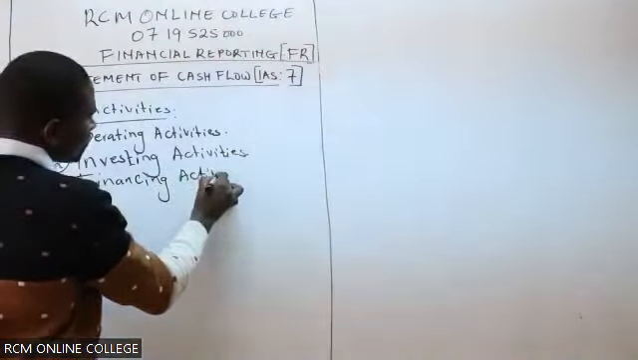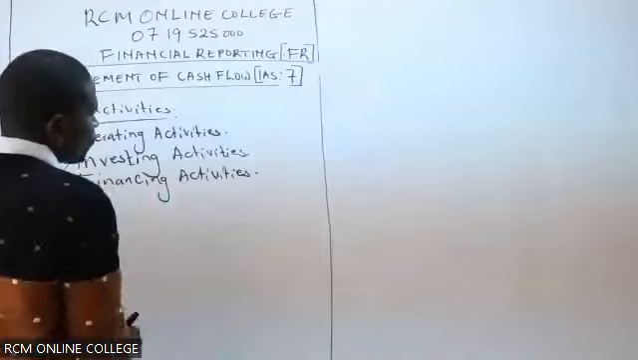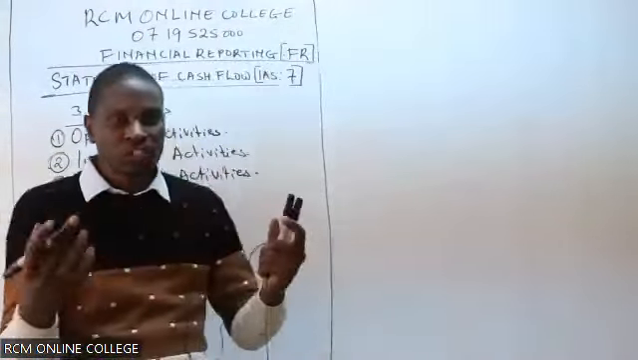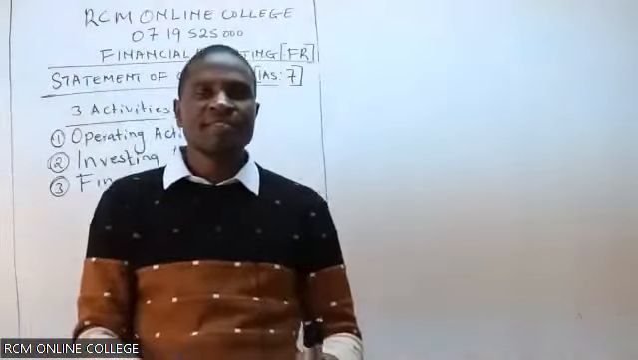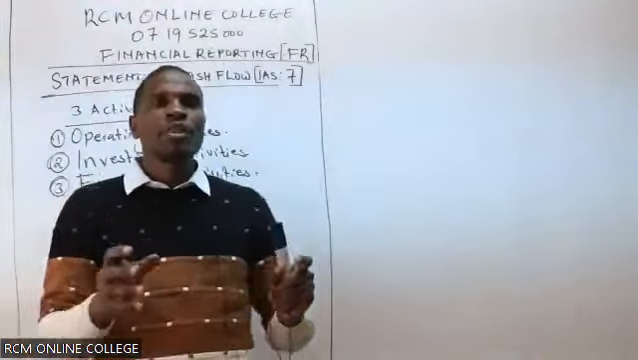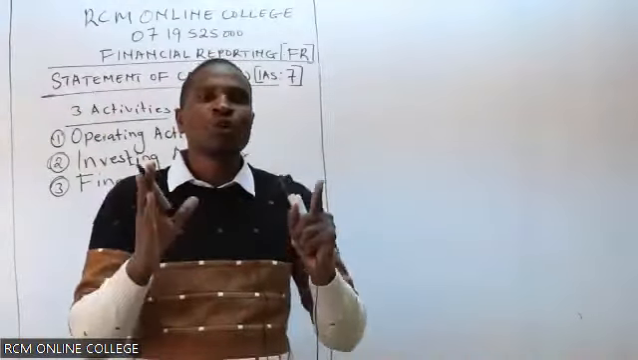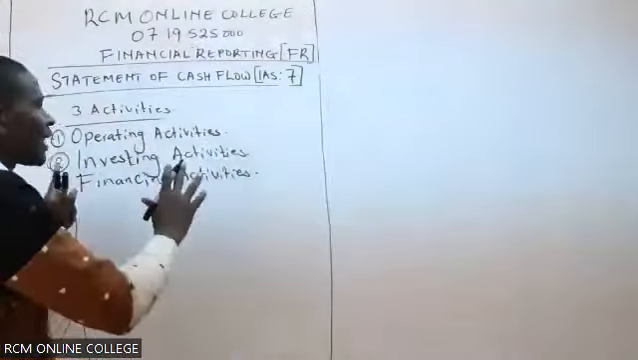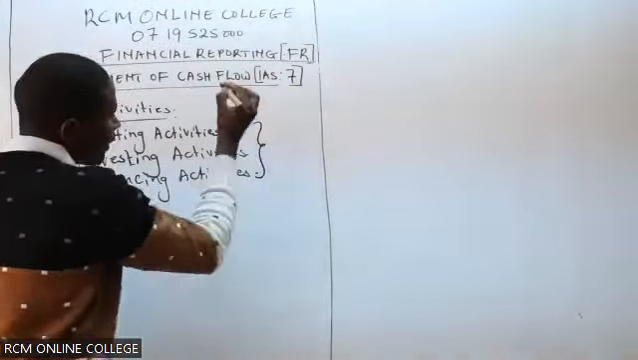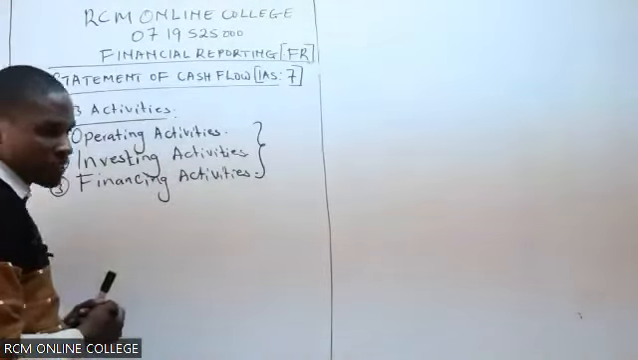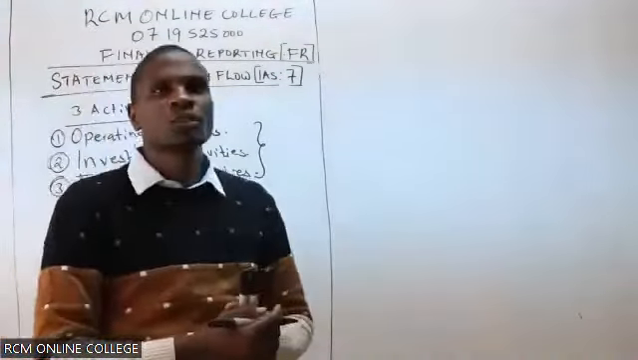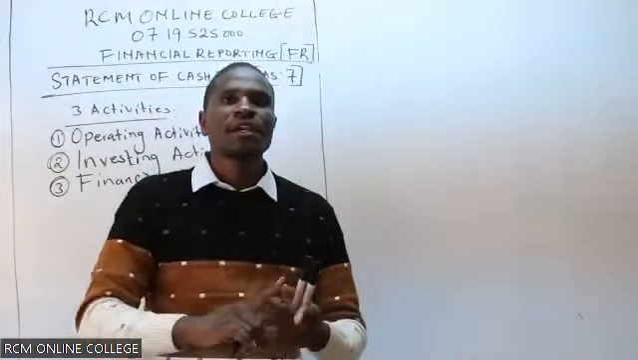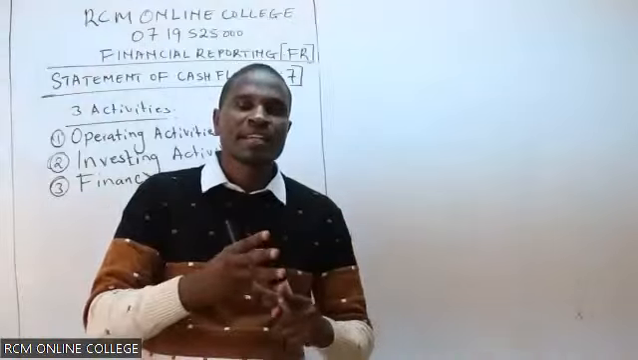So before the end of today's class, you will be in a position to know how we arrange these activities and how we come up with a statement of cash flow. In fact, what is important for you to note today is that those are the activities found as far as the cash flow statement is concerned. You're going to find the 3 activities: operating activity, investing activity, and financing activity.